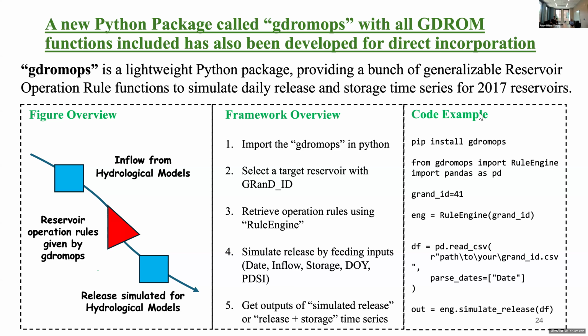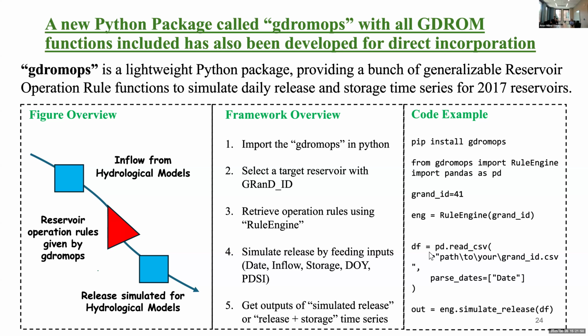We also have an example of the code here. So we are doing pip install GDROM ops. This gets the GDROM itself. And then rule engine is the function within this package, which is used to generate the rules itself. We are identifying rules for GRanD ID 41, which I think is a reservoir. And then we use the rule engine function to get all of these rules as the ENG object. So this engine object forms all the rules that are present here.